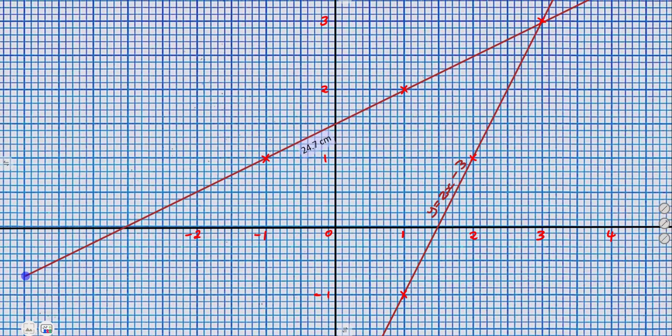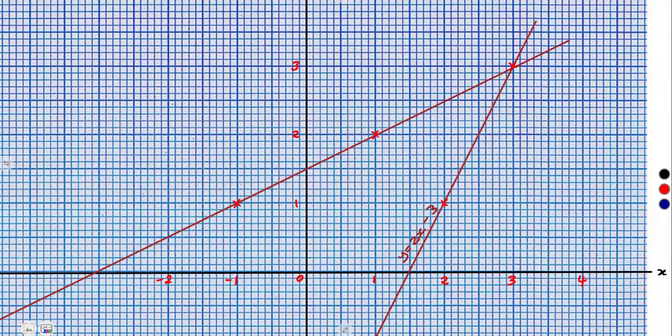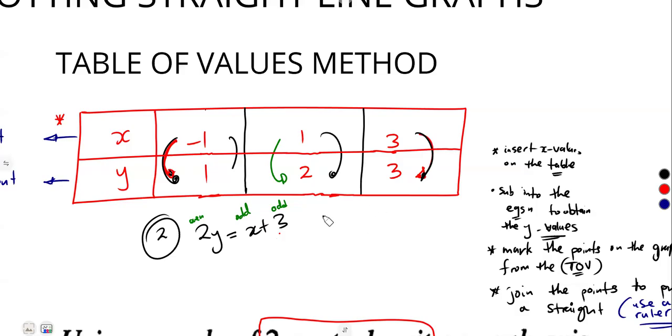Okay. So that's simply how we play around these straight lines. Then do not forget the equation of the line that you just drew. So this is the line of 2y is equal to x plus 3. So that was it on the second line.